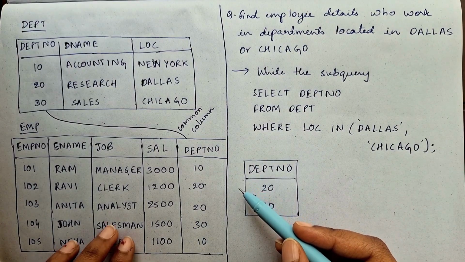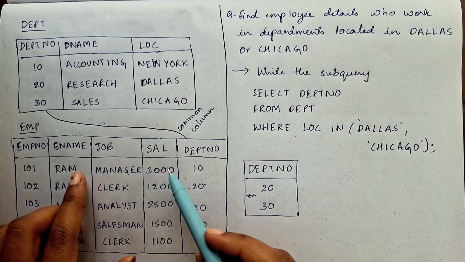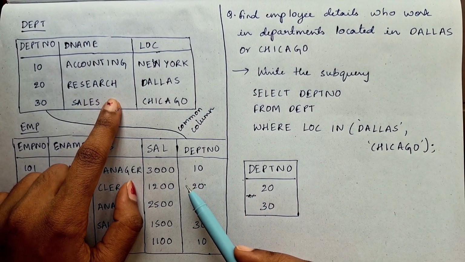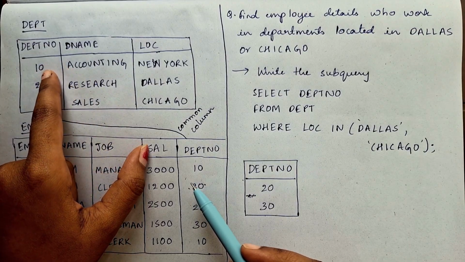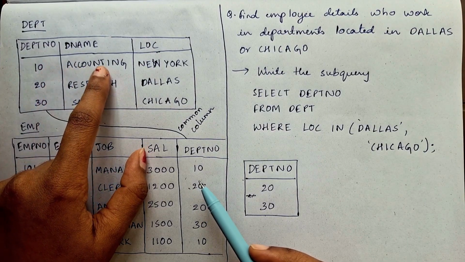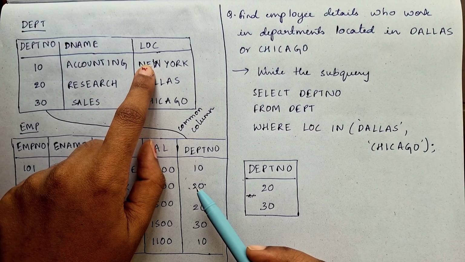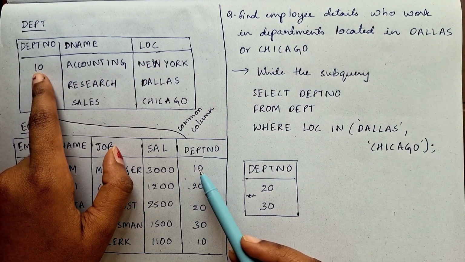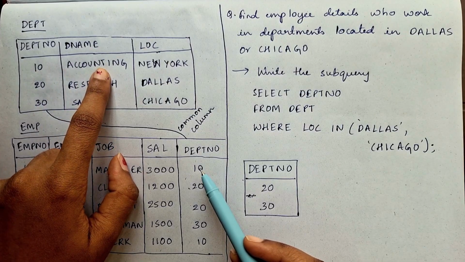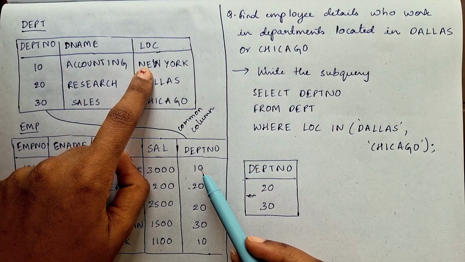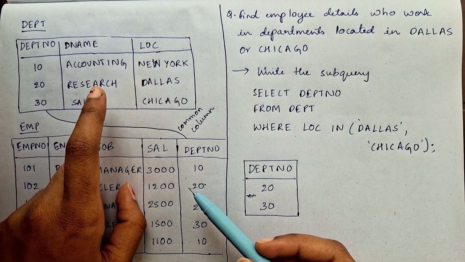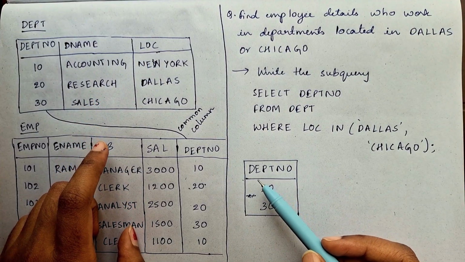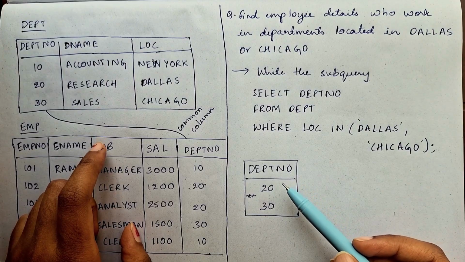For example, in the EMP table, Ram belongs to department 10. Now, if we go to the department table and find department 10, we can see the department name and its location. So, using the same department number, we can find that Ram works in the accounting department located in New York. This is how the department number column helps us relate the employee table with the department table.